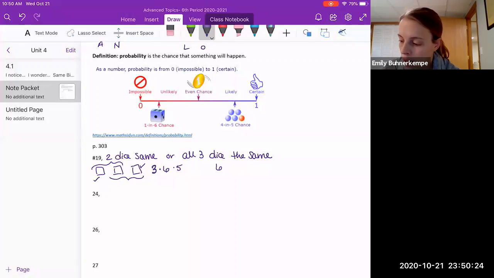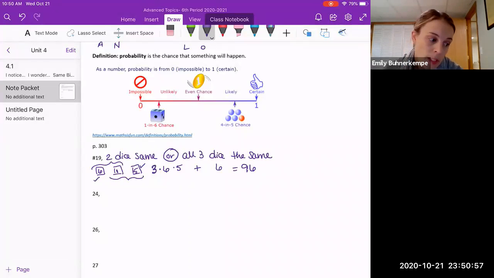So for example, we would have 6 choices for that first die. If the second die matches the first one, there's really just only 1 choice for that. So it's like 6 times 1. And then there would be 5 choices for the last die. It's just one example. When we say the word or, we need to add things up. So you're going to take 3 times 6 times 5 plus 6. You should get 96 total options.